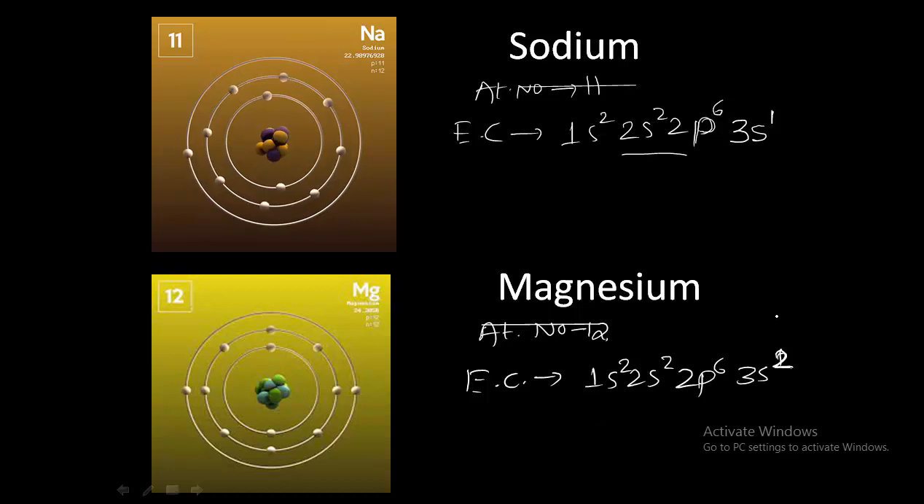Then next we will see atomic number 13, that is aluminium. Aluminium has the atomic number 13. Now what would be its electronic configuration? 13 electrons are there that you have to fill up. So 1s2, 2s2, 2p6, 3s. Will you write 3 here? No, because the maximum capacity of the S subshell is 2. So we have to write 3s2.